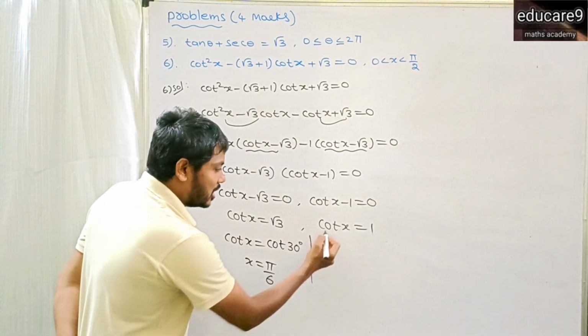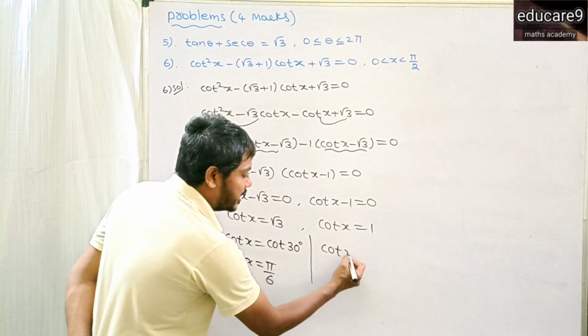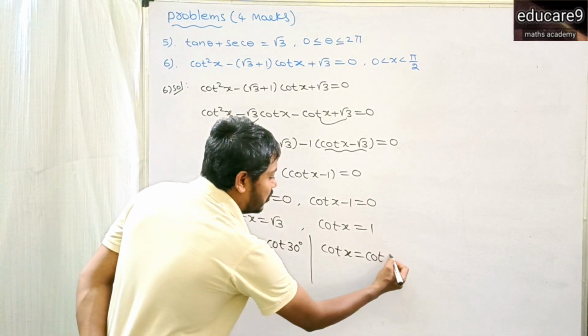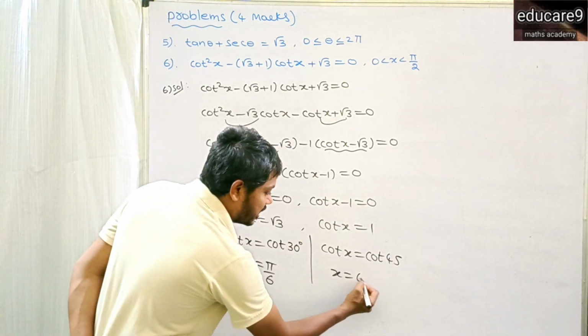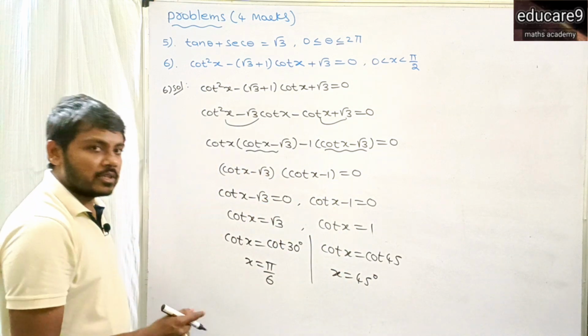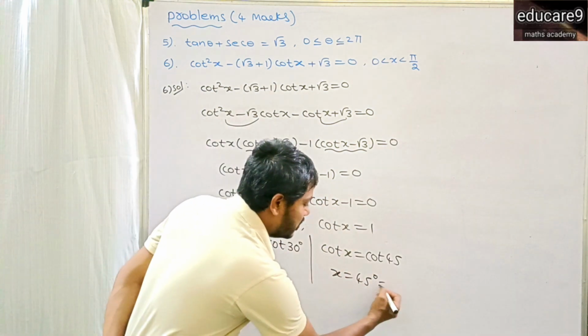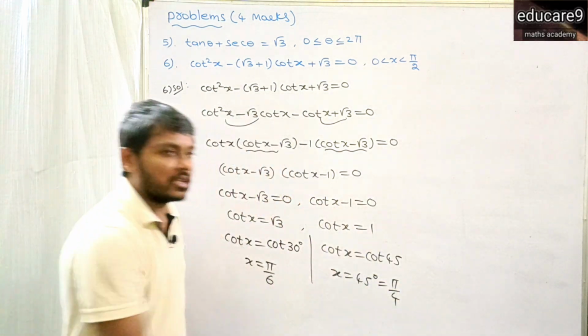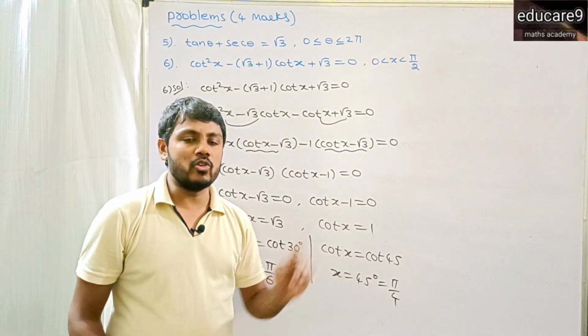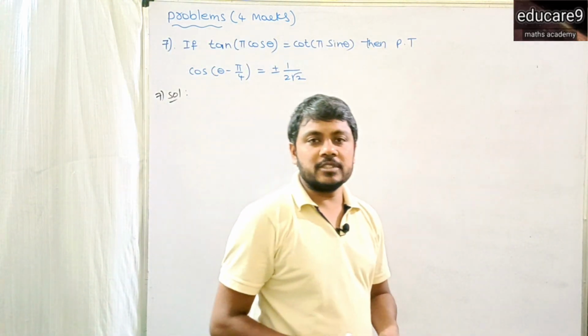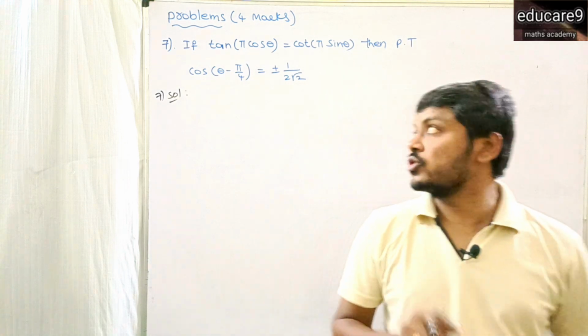And here cot x equals 1. So write cot x is equal to cot 45. So what is the x value? Clearly directly 45 degrees, which means pi by 4. Therefore the solutions are pi by 6, pi by 4. See question number 7. This is a very important question.